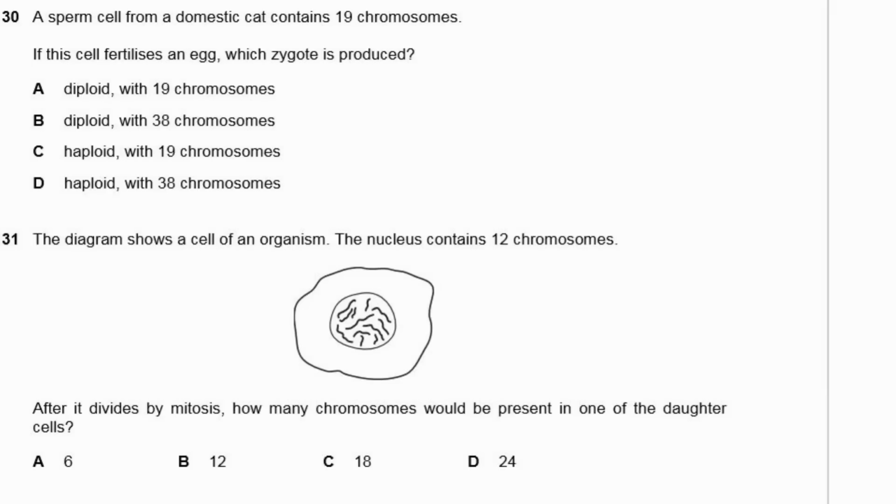Question 30. A sperm cell from a domestic cat contains 19 chromosomes. If this cell fertilizes an egg, which zygote is produced? So a sperm cell has 19 chromosomes. That is the haploid number because sperm only has 19. A fertilized egg, a zygote, is a diploid cell. Okay, so it's not going to be haploid, it's going to be diploid. And it's going to have 38 chromosomes because it's going to have twice the number of the haploid cell.